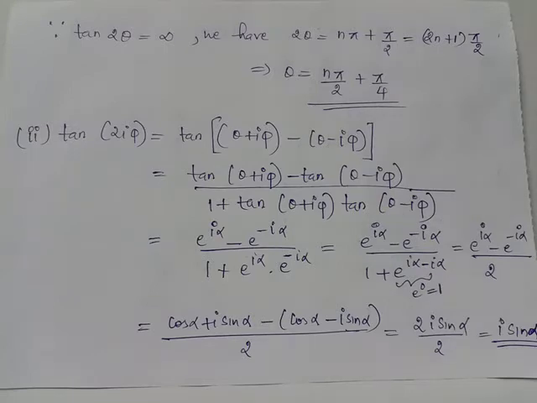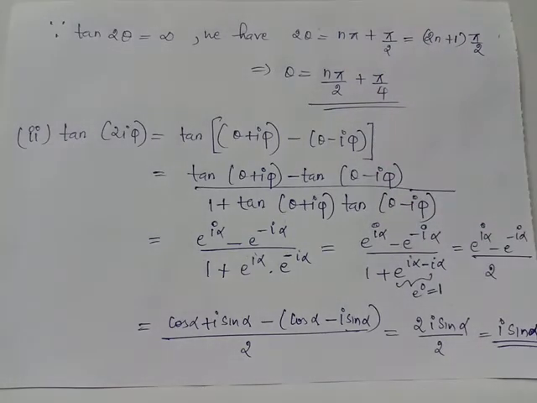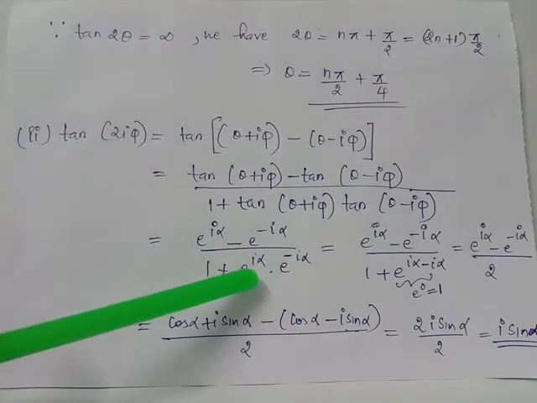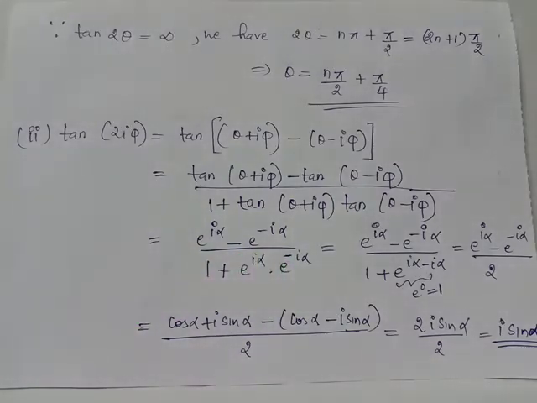Now we can replace tan(θ + iφ) using e^(iα) here and here, and tan(θ − iφ) using e^(−iα) here and here. Therefore, we have the numerator e^(iα) − e^(−iα), and in the denominator we apply the exponential law. e^(iα) times e^(−iα) can be written as e^(iα − iα), which becomes e^0, and this expression becomes 1. Thus, we have the denominator 1 + 1, which equals 2.